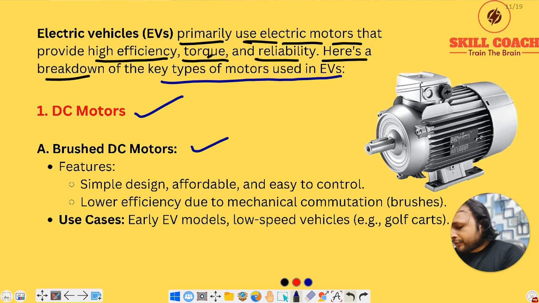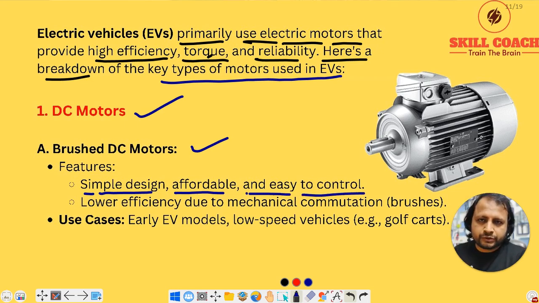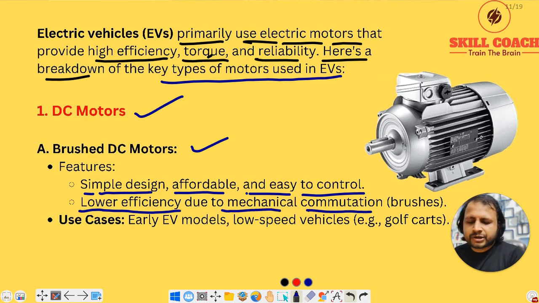So if we are using the brush DC motor, it has a very simple design, affordable, easy manufacturing process and easy to control also, because this one is the simplest type. And it has a lower efficiency due to the mechanical commutation. Brushes are there for the purpose of commutation, so that's why it has lower efficiency.